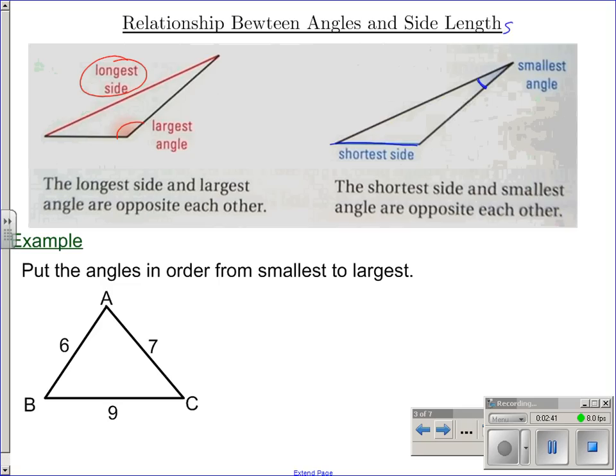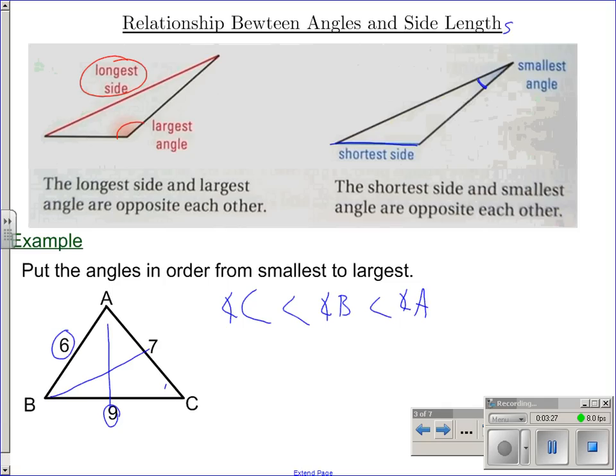So for this example down here at the bottom, it says put the angles in order from smallest to largest. Go ahead, hit pause, try that. Okay, so angles, smallest to largest. So the smallest side is the 6. So like it says above, that means the smallest angle is angle C, across from it. So from smallest to largest, angle C is going to be smaller than 7, the next smallest side. So across from that is angle B, which is going to be smaller than the largest angle, which is across from the largest side, which is angle A. So smallest to largest: angle C, angle B, then angle A.